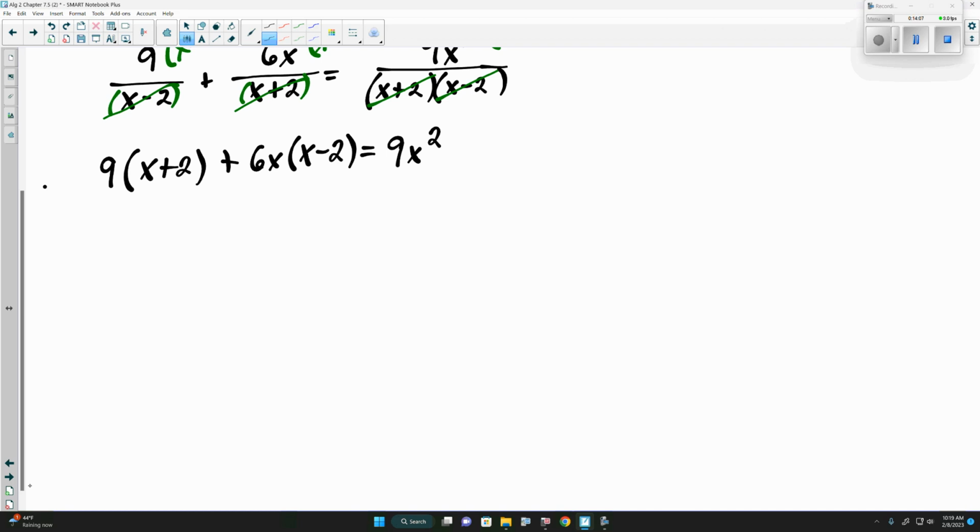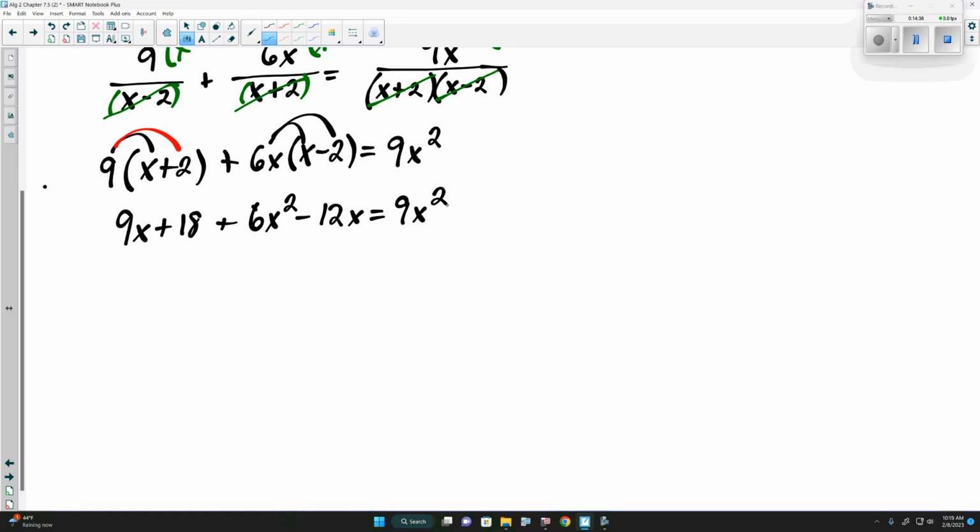Now we'll need to do some distributing and then simplifying. So here we can distribute the 9. So 9 times x is going to be 9x. 9 times 2 is going to be plus 18. We can distribute the 6x. 6x times x is going to be plus 6x squared. 6x times negative 2 is going to be negative 12x is equal to 9x squared.